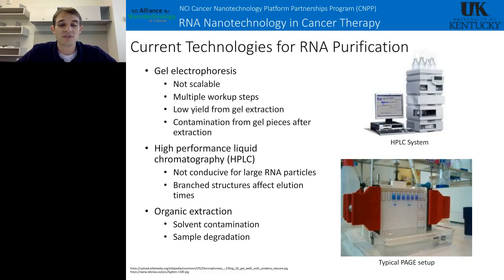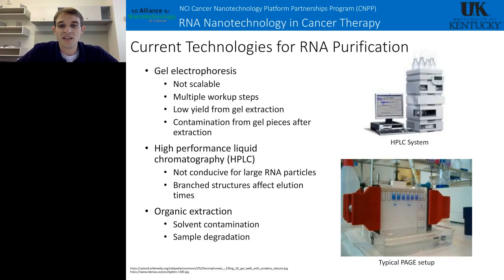Now you can increase your yield from the gel extraction by crushing up your gel pieces very small, but then you're left with contamination from these gel pieces after you extract them from the gel. That definitely can cause some issues when doing studies on your RNA.